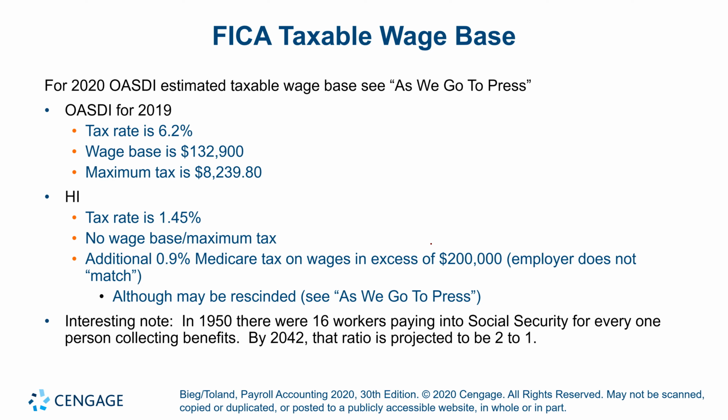And then HI, or the hospital insurance, AKA Medicare tax, it's 1.45%. There is no maximum. So where Social Security, we only have to pay up to a maximum amount, hospital insurance, AKA Medicare, there is no maximum.